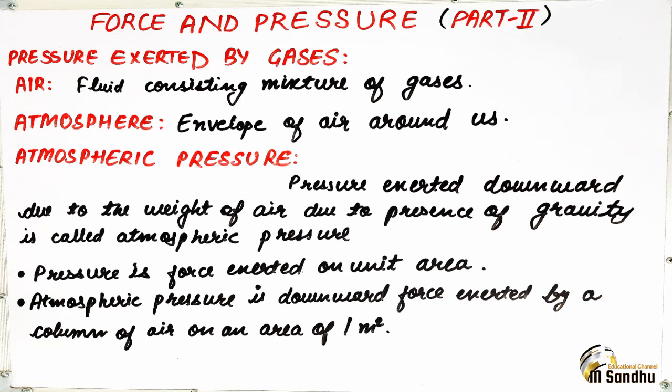The mixture of gases, or we can say the air, has weight, and so it exerts a downward pressure owing to gravity. The pressure exerted downward due to the weight of air, due to the presence of gravity, is known as atmospheric pressure. And as we have discussed earlier, pressure is the force exerted per unit area, and atmospheric pressure is the downward force exerted by a column of air on an area of 1 meter square.